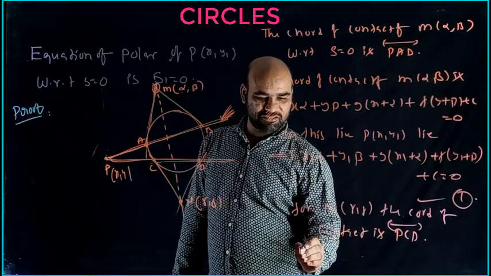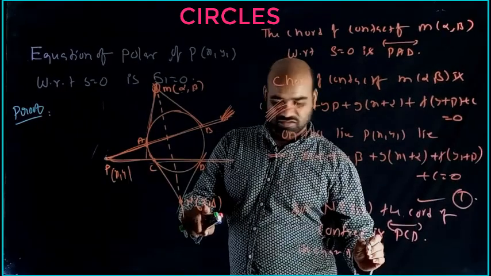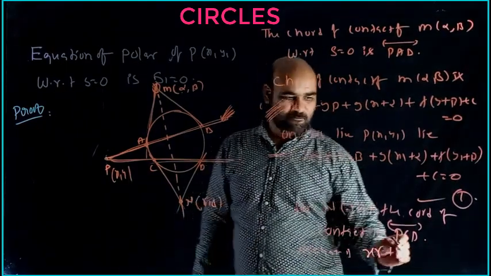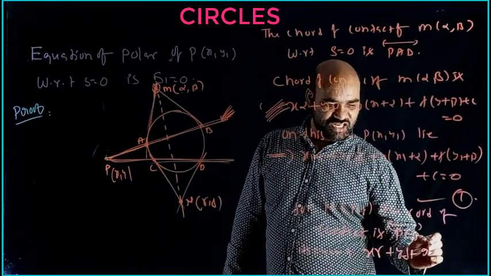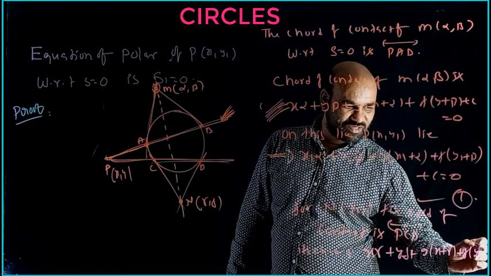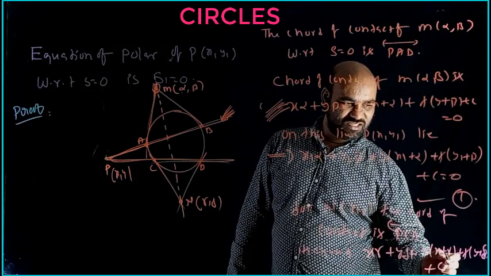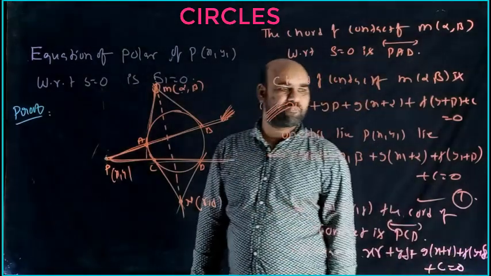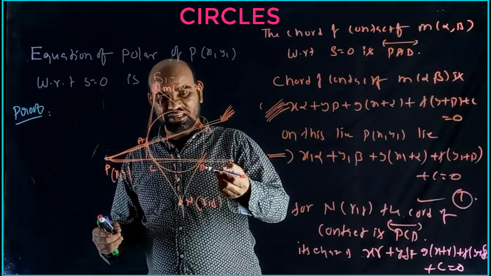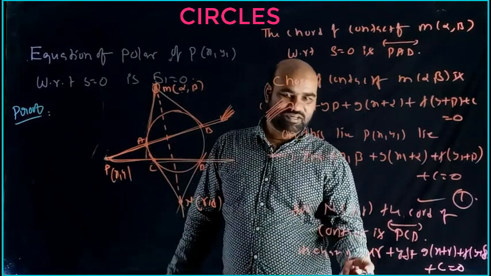Okay, its equation is x gamma plus y delta plus g times of (x plus gamma) plus f times of (y plus delta) plus c equal to 0. On this line, D is there, C is there, P is there. So P should satisfy this algebraic condition also.